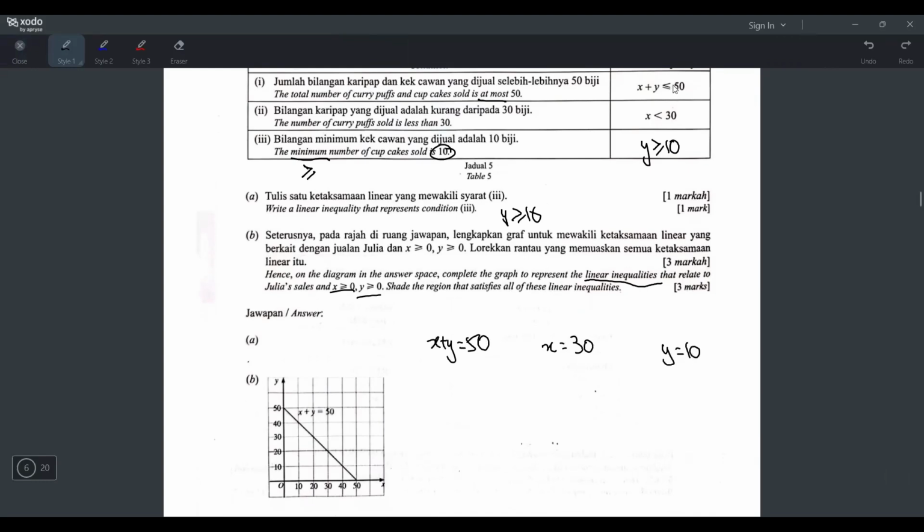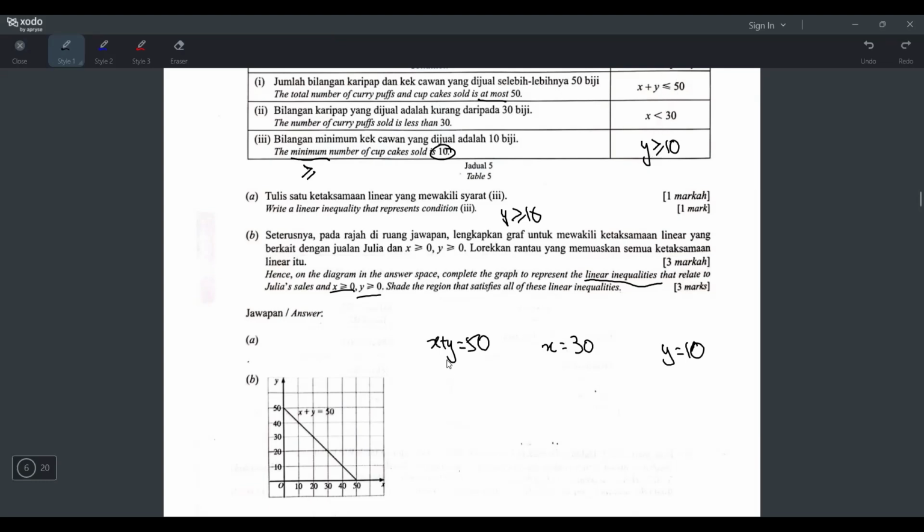So basically what I did is I just change all this symbol. I change it to equal. Okay. Why change to equal? Because I want to get the line first. Okay. Saya nak dapatkan garisan dia. Okay. That's why you change to equal. Okay. Then what about the bigger, smaller? Okay, this one when you lorek baru you tengok. When you try to shade the region, then baru you tengok dia punya symbol bigger or smaller.